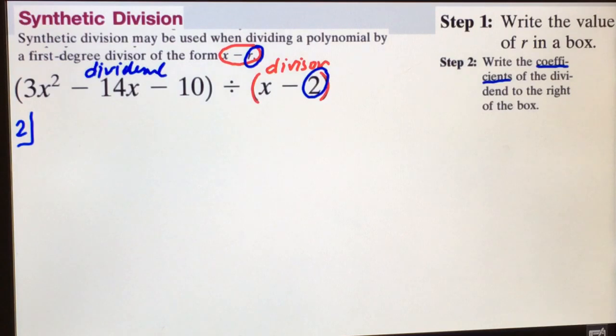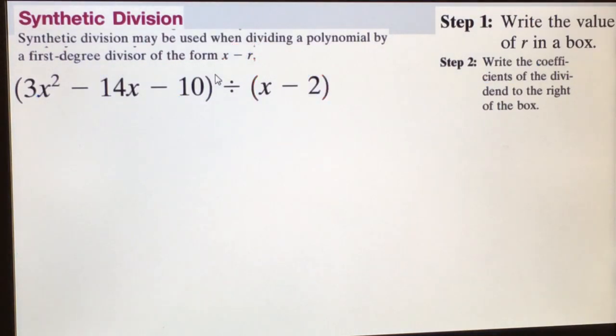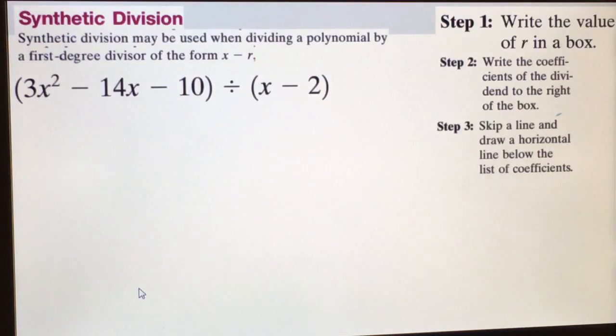The coefficient of 3x squared is just 3. Coefficient of negative 14x is negative 14. And then coefficient of negative 10 is negative 10. It's the coefficient of x to the 0 power, which you don't really write anymore. Now, also making sure that we are not missing any power of x. If we have any missing power of x, just like in the previous example, we need to write 0 as a placeholder.